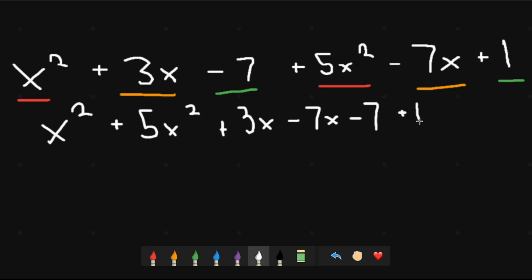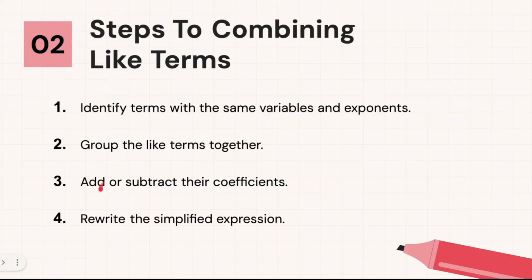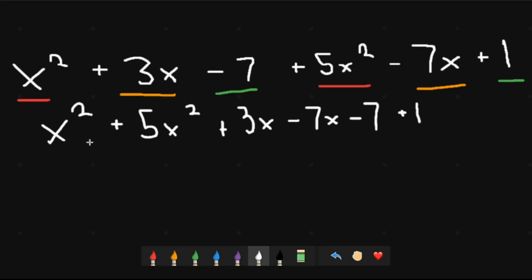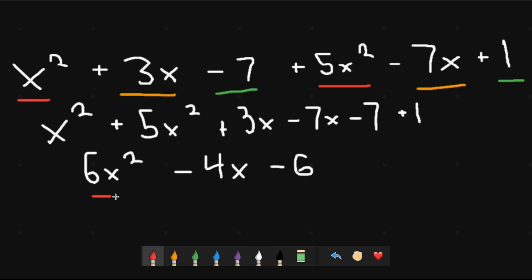Okay, so now that we have grouped our like terms together, the next step is to add or subtract their coefficients. So for x squared, the coefficient would be 1, and then x squared plus 5x squared would be 6x squared. Now we have 3x minus 7x, so 3 minus 7 is negative 4. This means that this would be minus 4x. And then finally, we have negative 7 plus 1, which is negative 6, so this would be minus 6. So this is our final answer for this expression where we combined like terms.